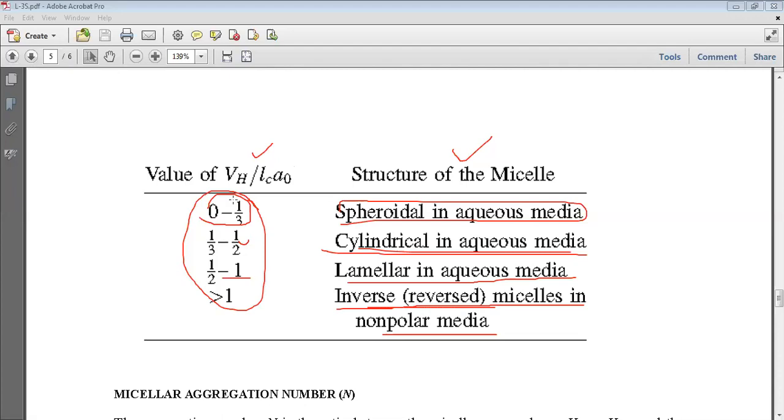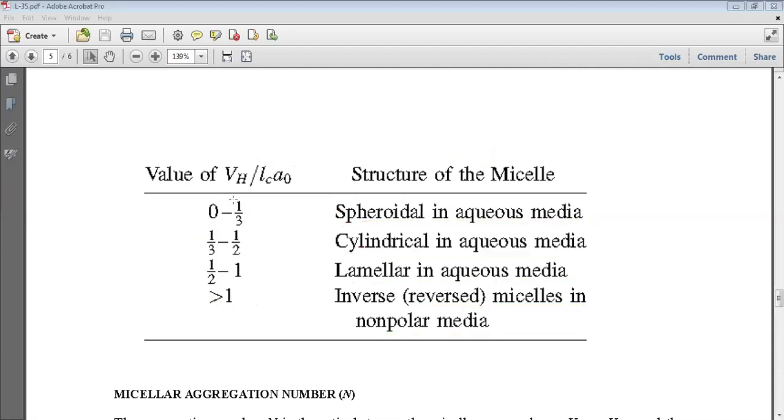So these parameters are very important. You have to remember these values, the packing parameter, and what shapes they form. This is a very important table. We require this table in further discussion also.